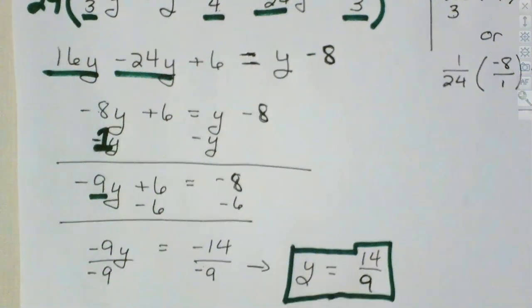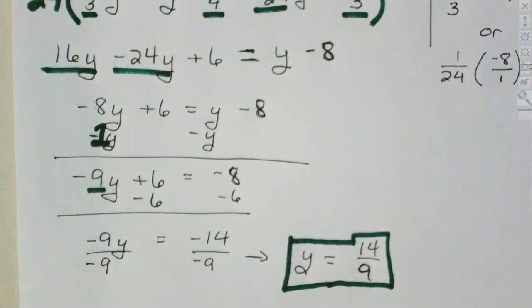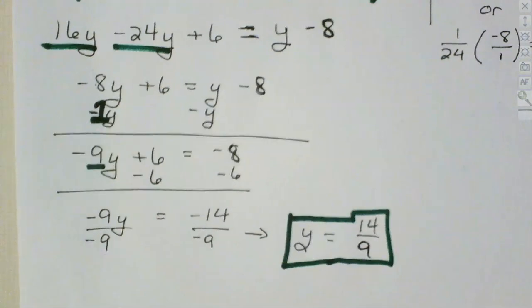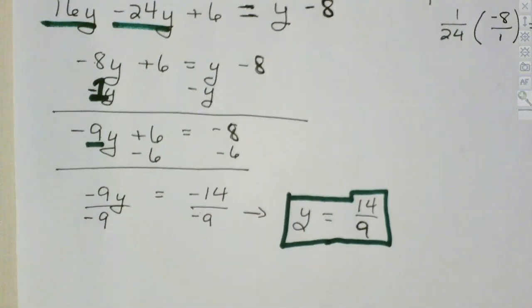Then we moved our 6 over with subtraction. Those went together to give you that minus 14. Then we divided by a negative 9. Negative and negative, that made it a what? Positive.